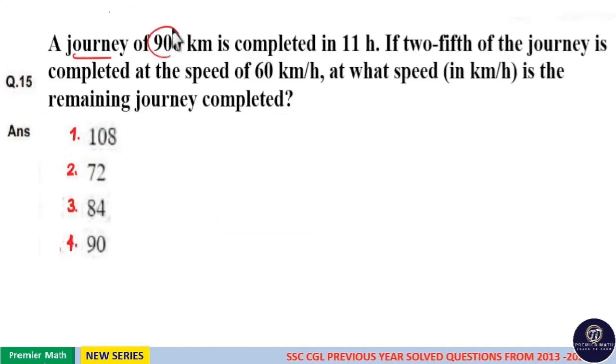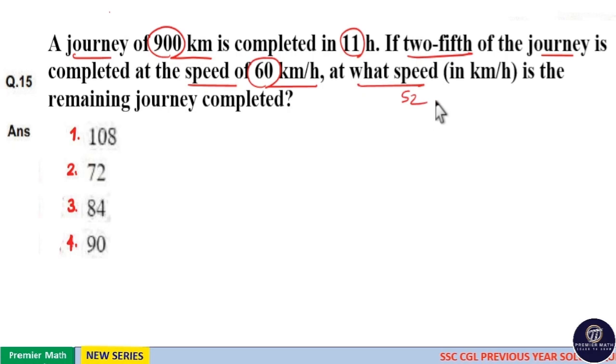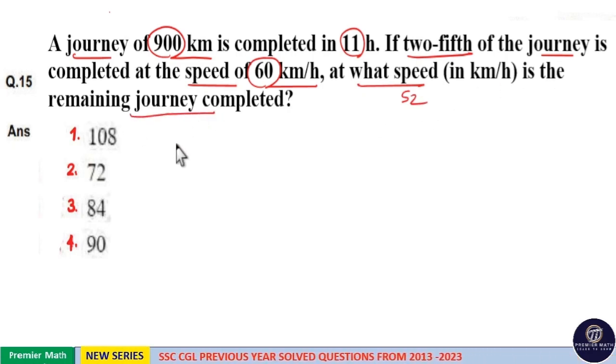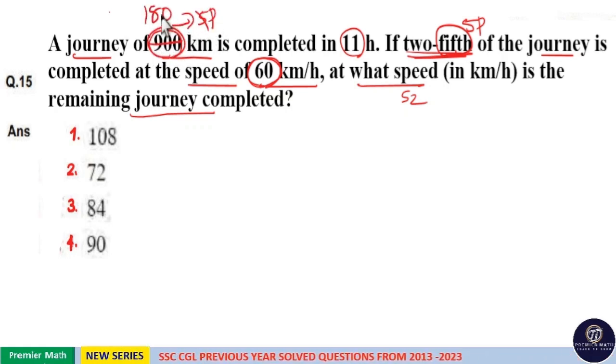A journey of 900 kilometers is completed in 11 hours. If 2/5 of the journey is completed at the speed of 60 km per hour, at what speed is the remaining journey completed? Here 2/5 distance covered in 60 km, which means here total distance is equal to 5 parts, and total distance is given as 900 kilometers. 900 kilometers is 5 parts, means 1 part is equal to 900 by 5, 180 kilometers.